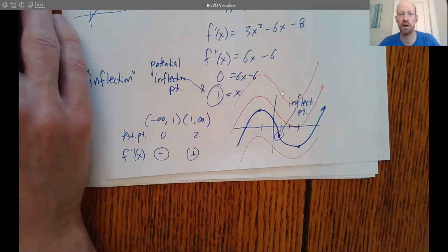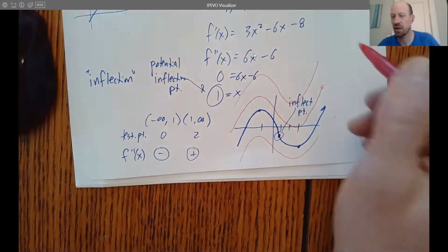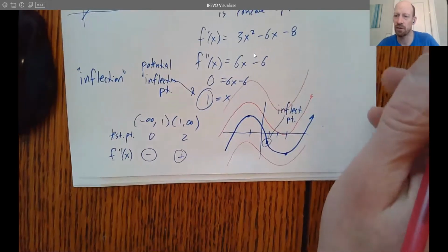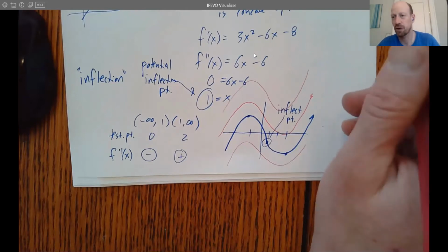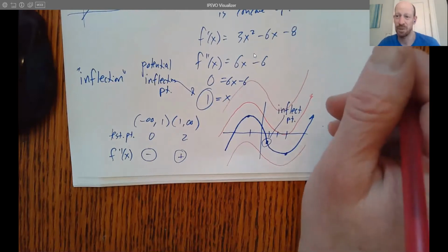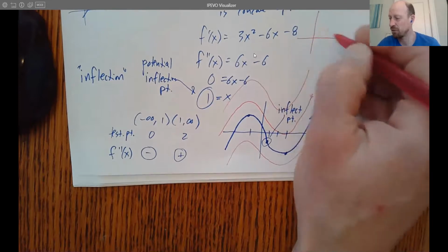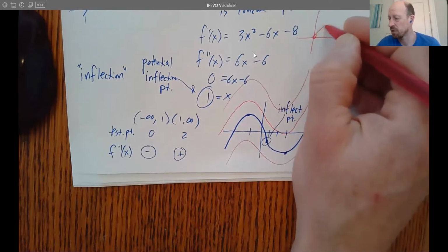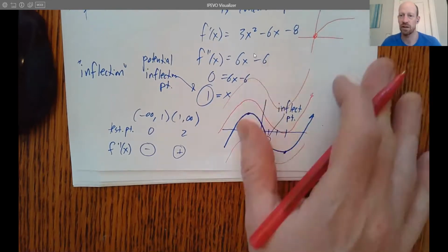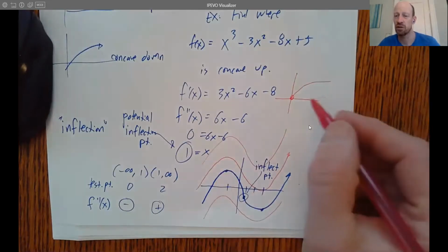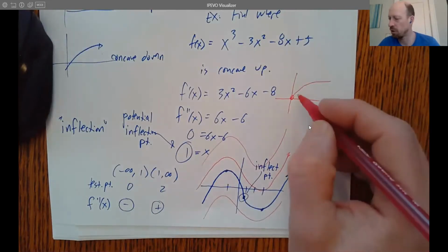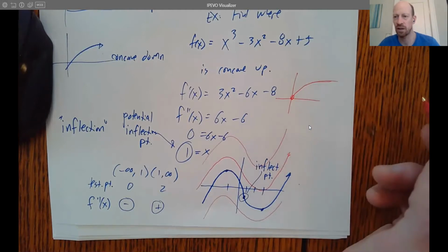Good question. Do we always have an inflection point? Definitely not. There are many functions that have no inflection points. You can have multiple inflection points. It just depends on the graph. So if your graph just looks like that, like a square root function, there's no inflection point there. It's always increasing and always concave down.